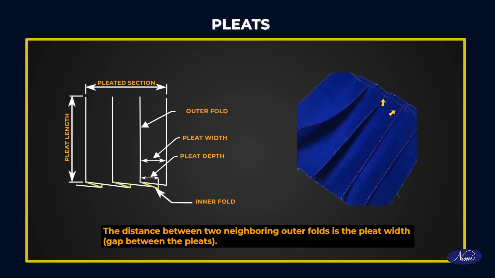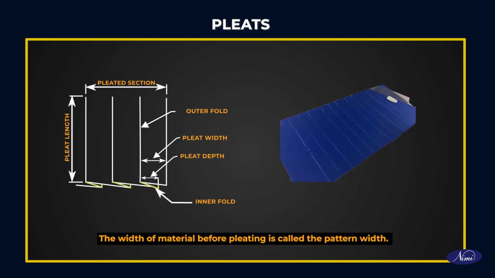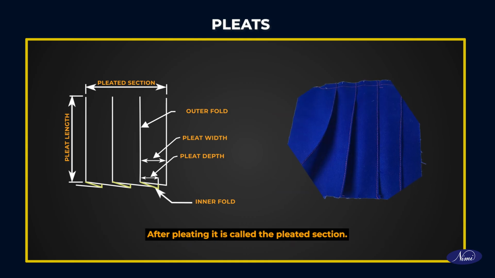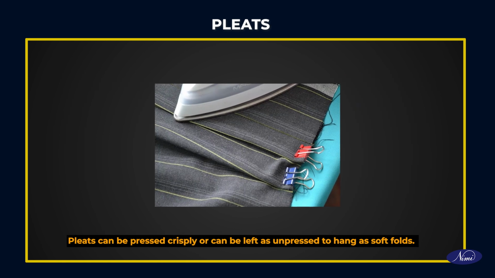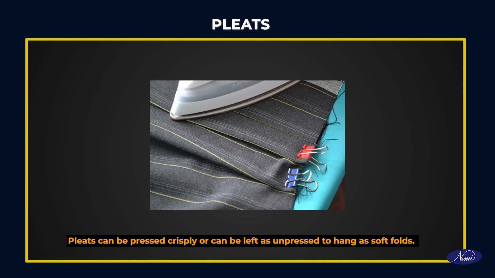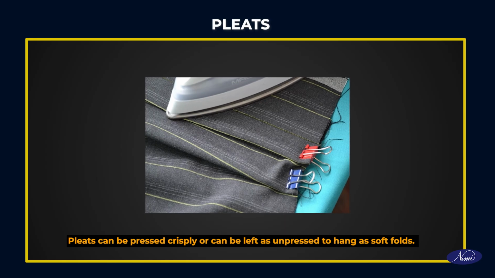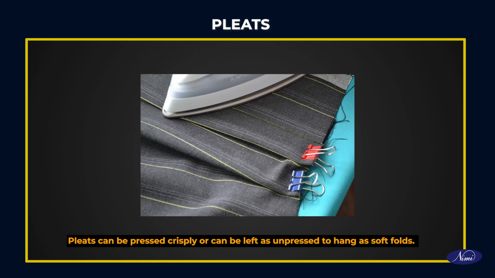Gap between the pleats. The width of material before pleating is called the pattern width. After pleating, it is called the pleated section. The pleated section does not consider allowances for plackets, etc. Pleats can be pressed crisply or can be left unpressed to hang as soft folds.